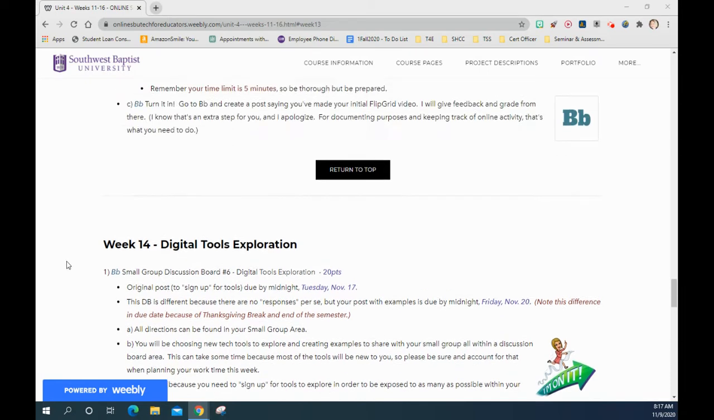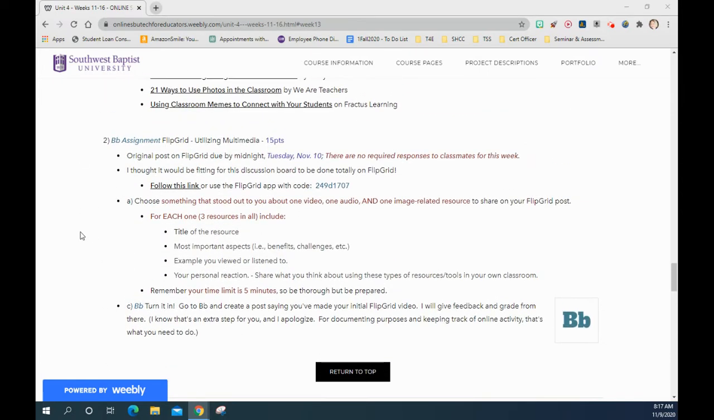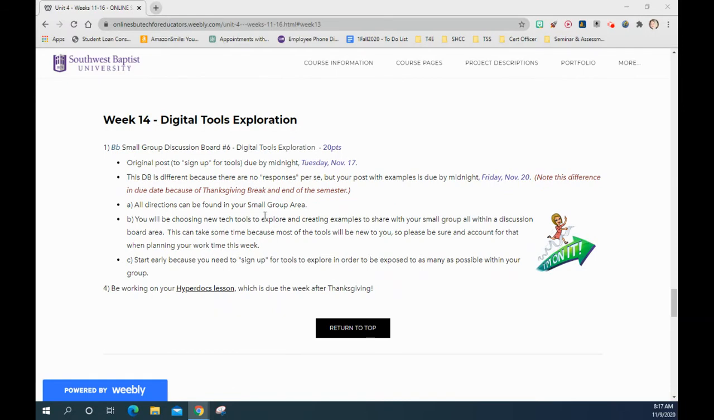So what I would suggest is, after you do your Flipgrid assignment, start thinking about the different tools. Go here and look at the resources that I posted, because you do have to sign up for the different tools that you're going to be looking at, because I don't want anybody else in your small group to overlap all the tools that you're doing. So you can look at the specifics for there. And that is really it for over the next 2 weeks.